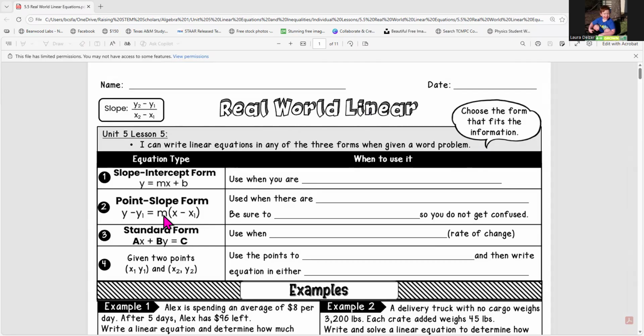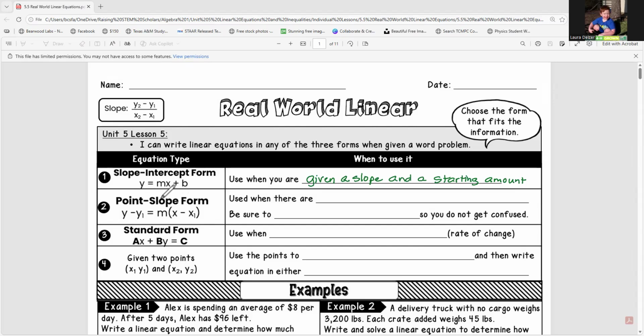So we do have our three forms that we talked about here, and then we can also be given 2 points, and we need to kind of tweak that a little bit to work with. So first, slope-intercept form, you are going to use this when you are given a slope and a starting amount. And we'll show what that looks like in the word problems below.